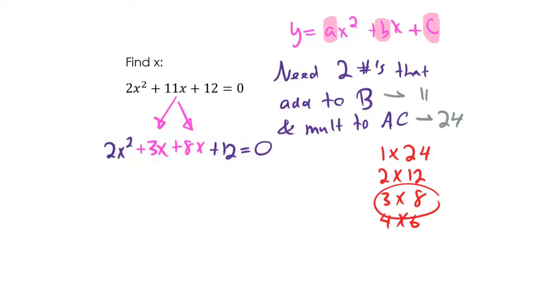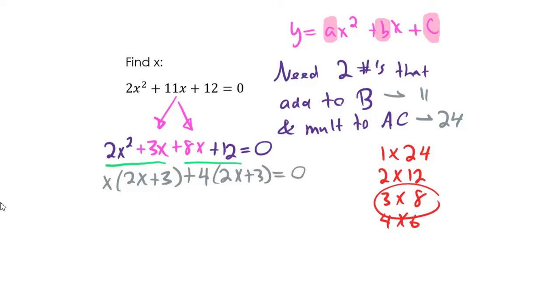For the factor by grouping method, you have to be able to take the first two terms and take a GCF out of those, and the second two terms and take a GCF out of those. So for the first two, the greatest common factor, the GCF, is x. If you factor that out, it leaves you with 2x plus 3. And for the next two, the common factor is 4. And if you take that out, it leaves you with 2x plus 3.